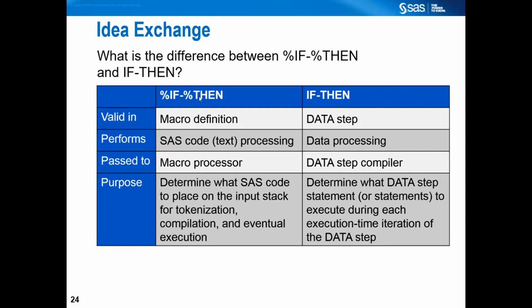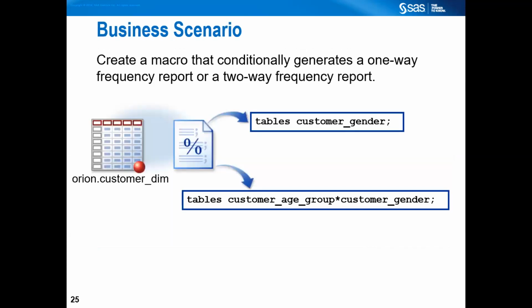The purpose of percent if, percent then is to determine what SAS code to place on the input stack for tokenization, compilation, and eventual execution. Whereas here, it determines what data step statement or statements to execute during each iteration of your data step. Correct? Okay, now let's understand another business scenario.